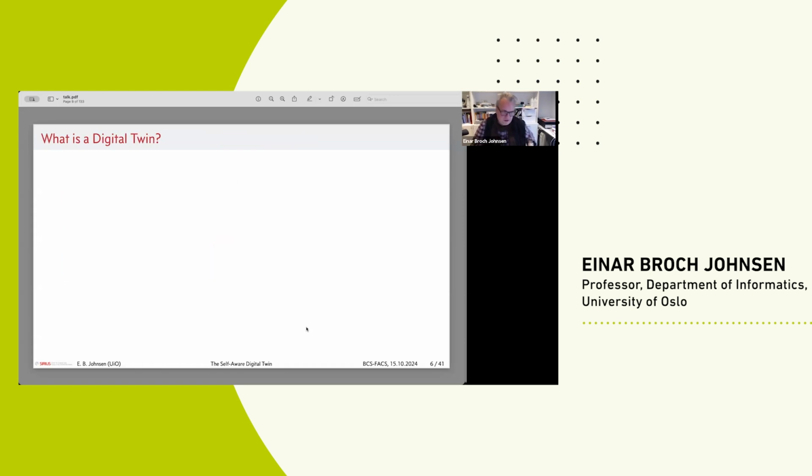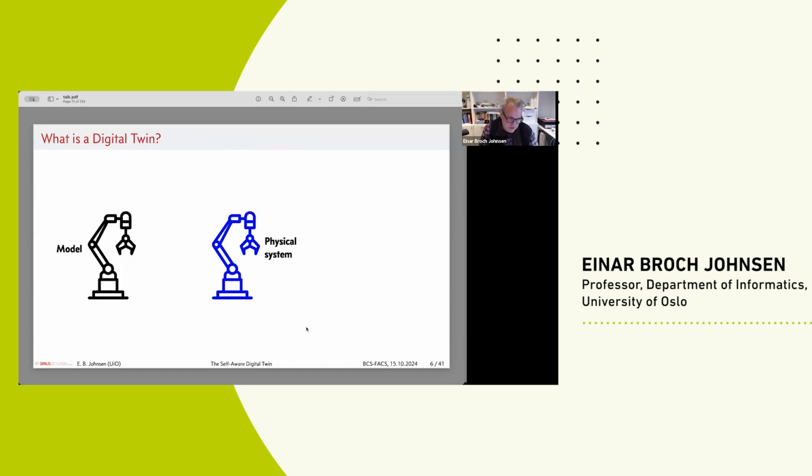So now, what is a digital twin? This is the way I normally explain digital twins. Let's assume we have some system we are interested in twinning. Here's a physical system, and we're going to make a twin of this system. Let's assume we have a model of this system. So now we have the physical system and we have the model of the system.